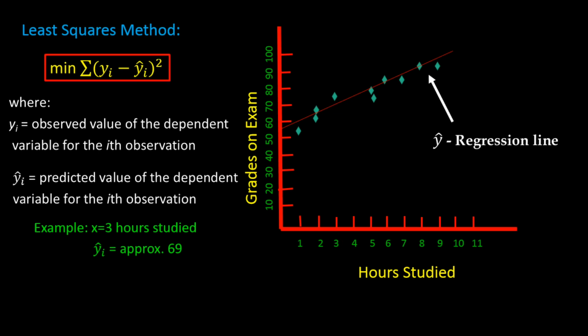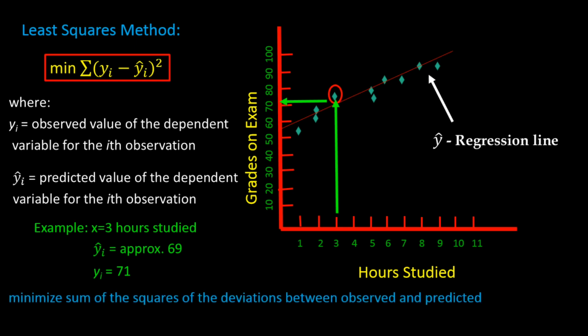Now, if you look back at the original sample data from a few slides back, you will see that there was an observation of x equal 3, that is 3 hours studied, and that observation had a corresponding observed y value of 71. So that y sub i represents the actual observed value of 71 from the sample data, and the y hat value represents the predicted value we would get from the line of regression. Our task is to define a straight line that minimizes the differences or deviations from each of those dots to the line, and that is what the formula in the red box is saying.